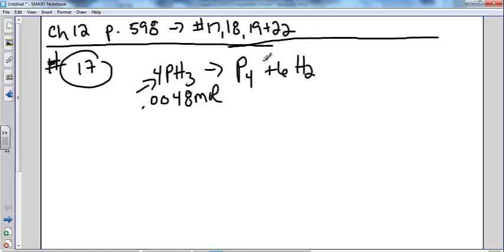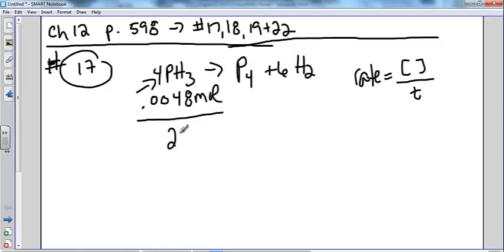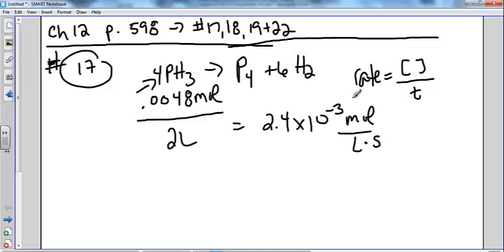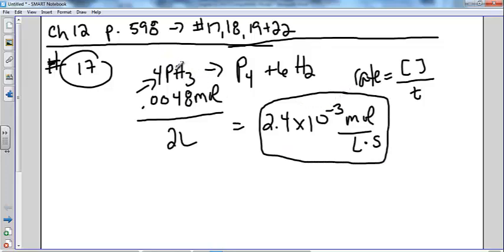Okay, so they're telling us per second. And remember, your rate in general is going to be equal to your change in concentration over your change in time. So since it gave me 0.0048 moles, it also told me that it was in 2 liters. Okay, so my concentration is going to be 2.4 times 10 to the negative third moles per liter, and since they told me that it was per second, this is my rate. Okay, so this is my rate of consumption of the phosphorus trihydride.